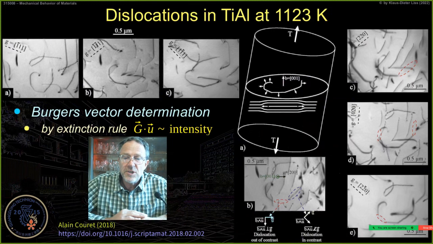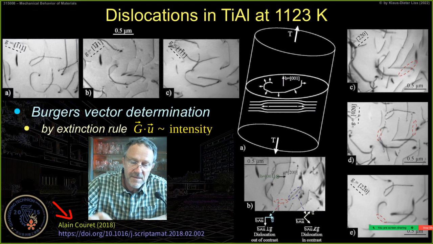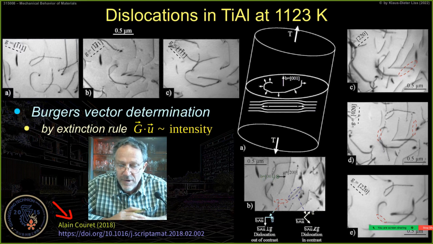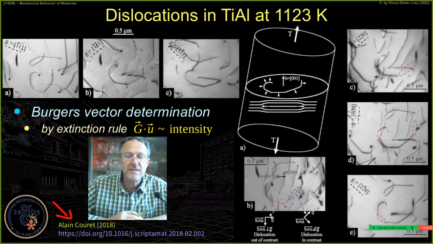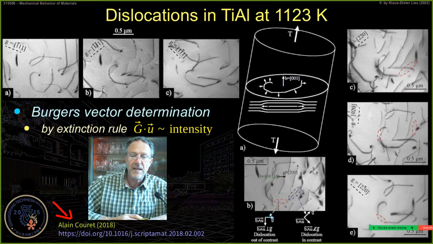This is what is shown here, in the example by my friend Alain Courret from France. He also works on titanium aluminides, and that's how we know each other. And he looked at dislocations at 1123 Kelvin in this case. And he looks at the motion of dislocations.